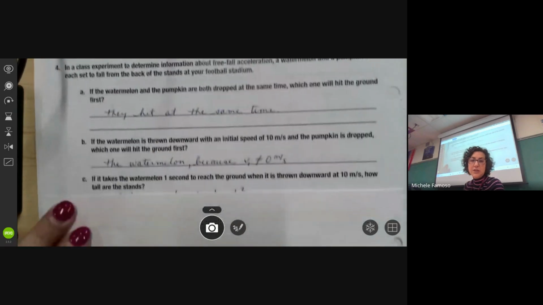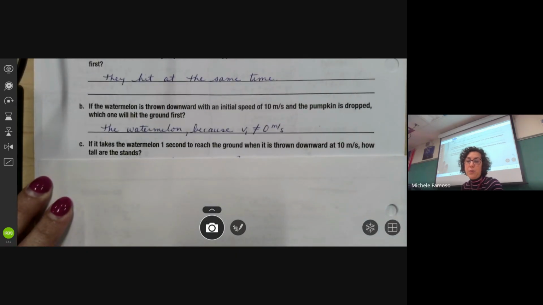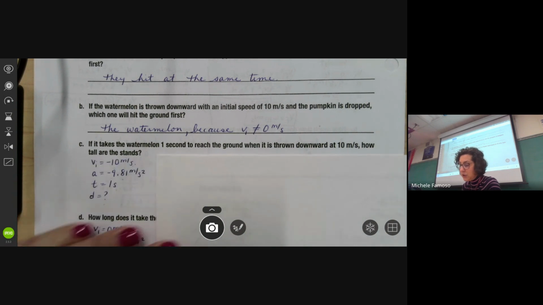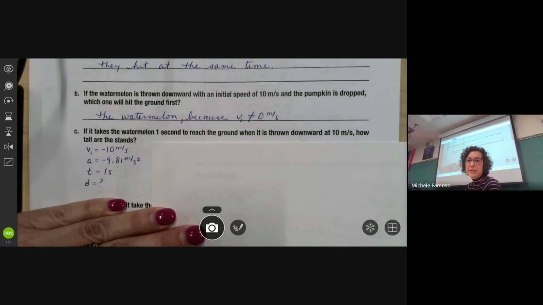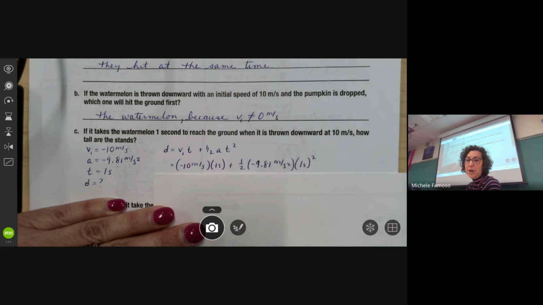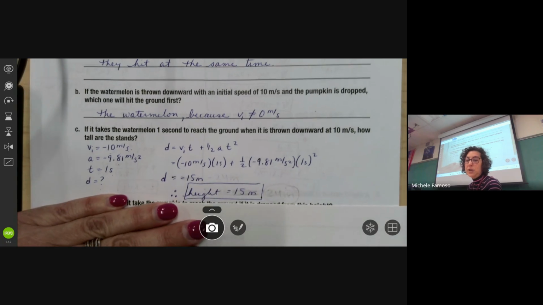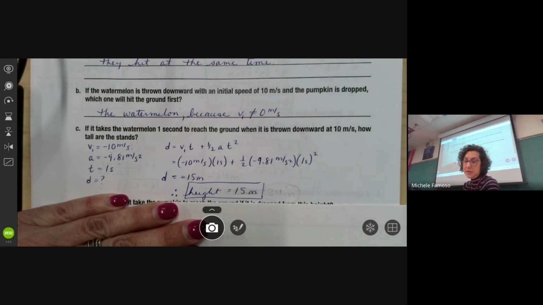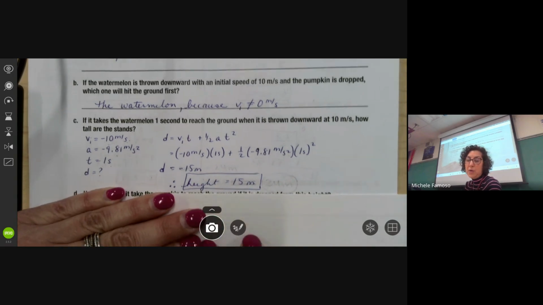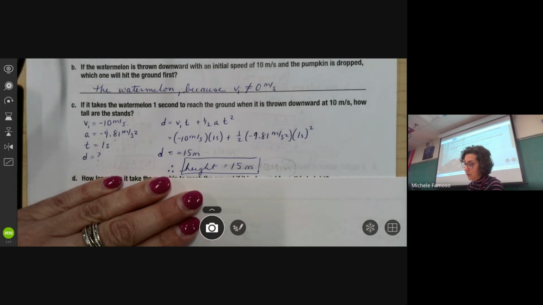Part C, if it takes the watermelon 1 second to reach the ground when we throw it downward at 10 meters per second, how tall are the stands? So for this, you would list givens of VI as negative 10 meters per second, A is negative 9.81 meters per second squared, and T is 1 second. You're looking for D. So you're going to use D as VIT plus half AT squared. You're going to plug those values in, and you would get 15 meters for the height of the stands. It would have gone down 15 meters in that 1 second, and that would give you a height of 15 meters.